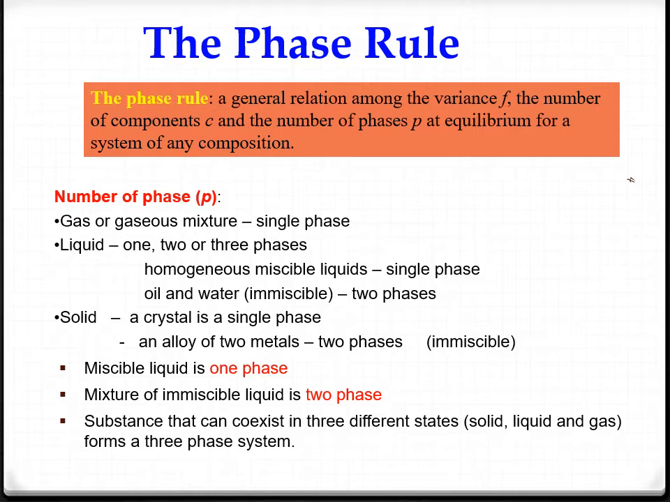It is easy for you to understand that miscible liquid is one phase, a mixture of immiscible liquids is two phases, and a substance that coexists in three different states, for example solid, liquid, and gas, will form a three-phase system.